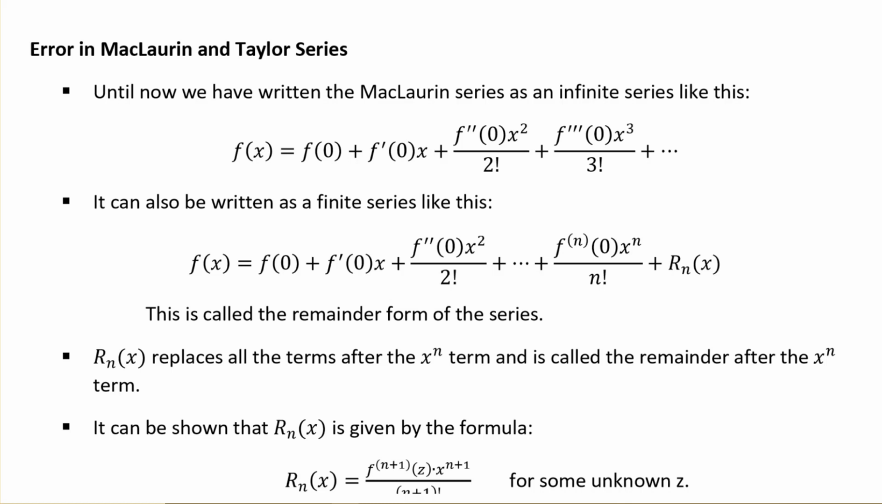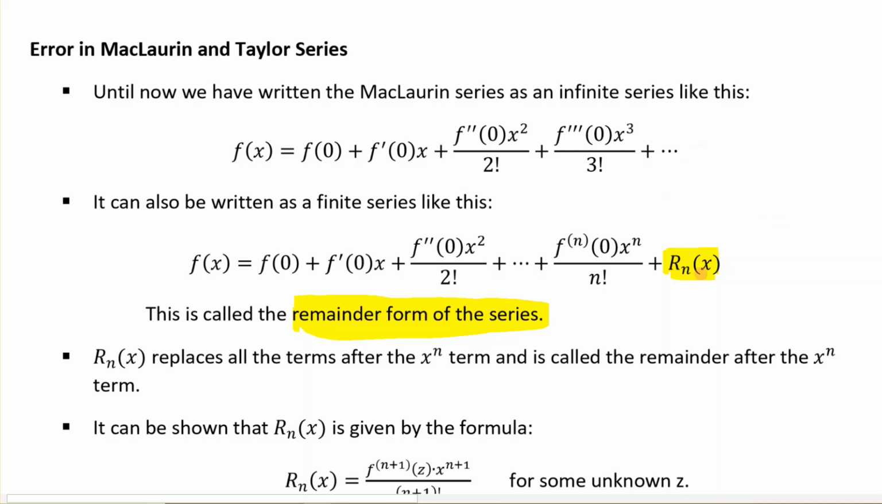f(x) is equal to f(0) plus f prime(0) x plus f double prime(0) x squared over 2 factorial and so on. But if we want to write this infinite series in terms of a finite series, it looks like this. You write the first few terms. Let's say we write n terms, and then after that we write plus Rn(x). And what is this Rn(x)? That specifies the remainder form of the series. Basically, the (n+1)th term, the (n+2)th term, and so on up to infinity.